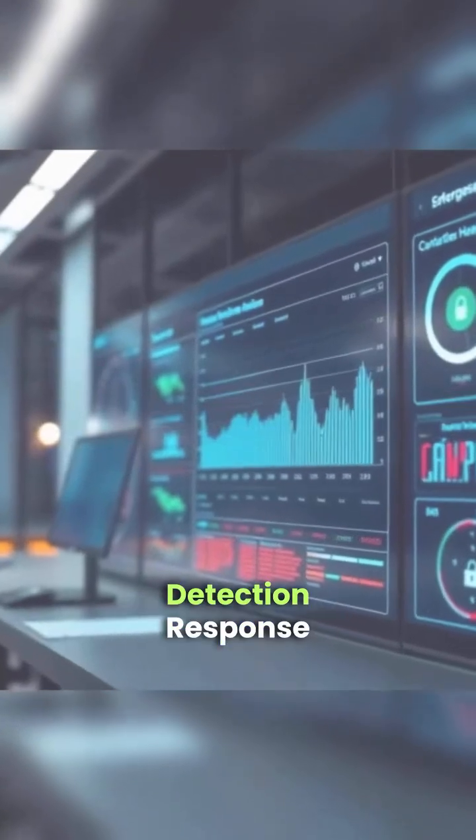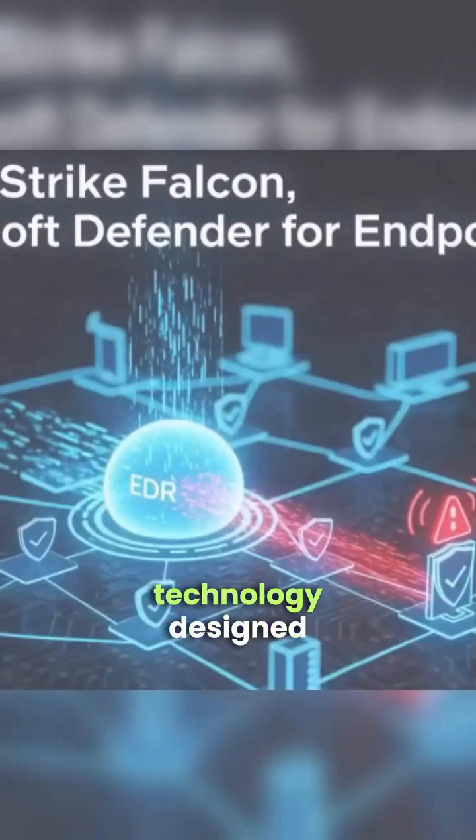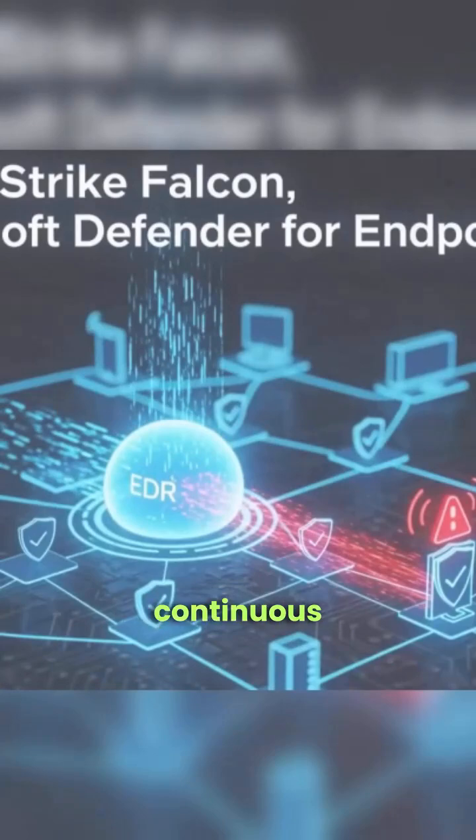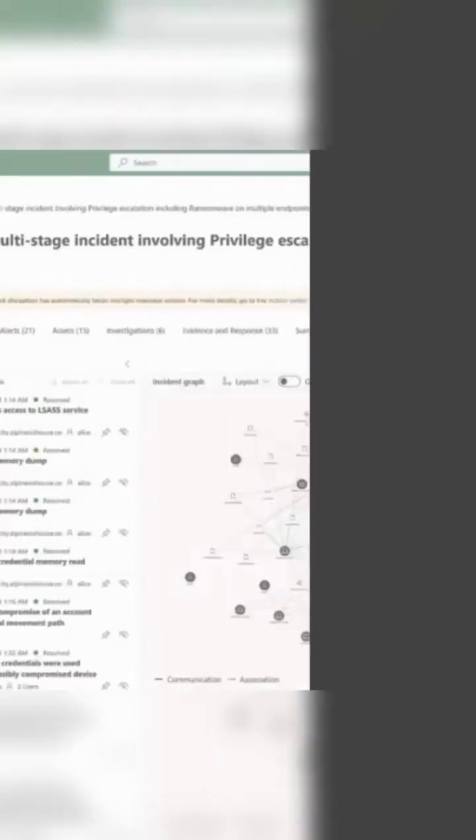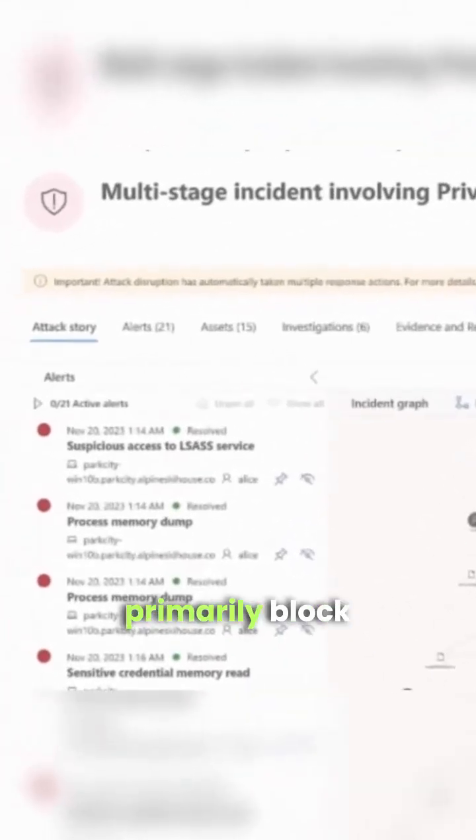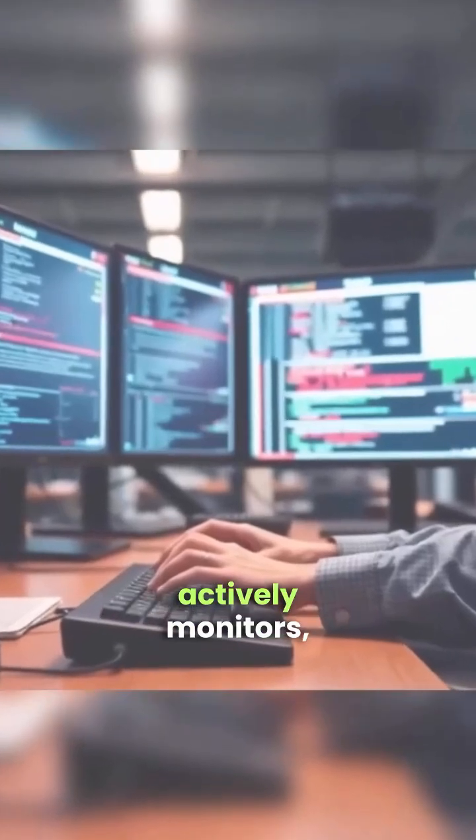EDR, or Endpoint Detection and Response, is a cybersecurity technology designed to provide deep, continuous protection for endpoint devices. Unlike AVs, or traditional antivirus programs, that primarily block known malware, EDR actively monitors, detects, and responds.